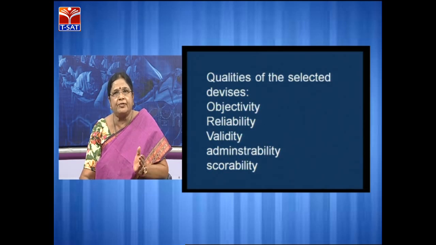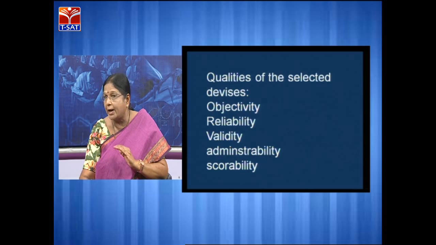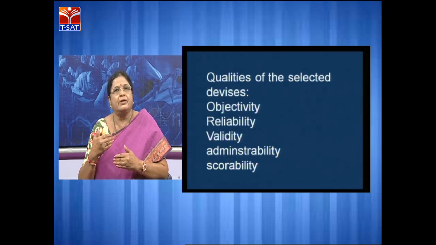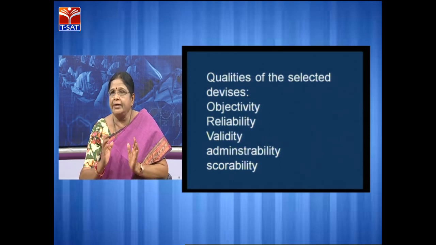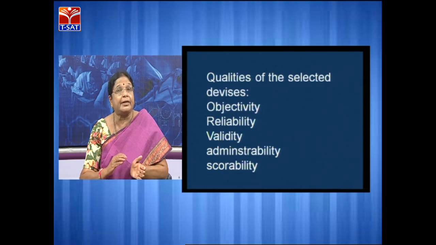When we say objectivity, there should not be any bias. When we say reliability, if the same test is given to the same students more than one time, the performance should be nearly the same. When we say validity, the content of the test should be appropriate. If I am testing reading skill, I should give the component related to reading, not writing.